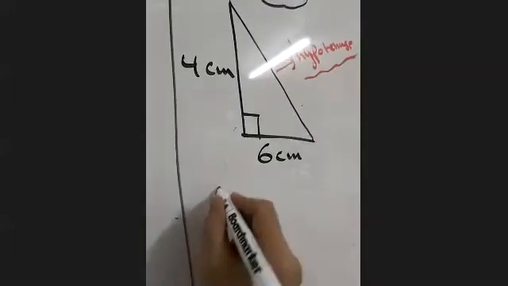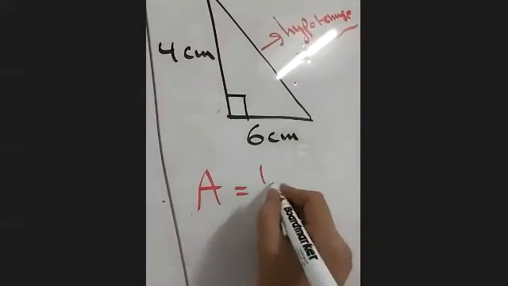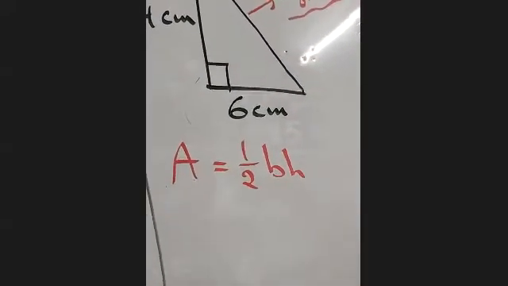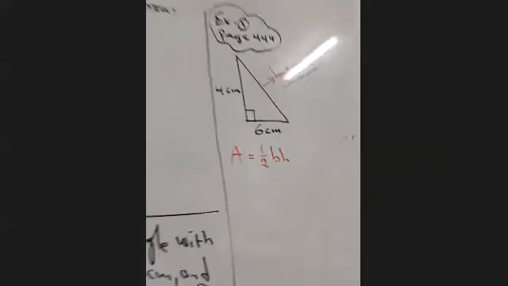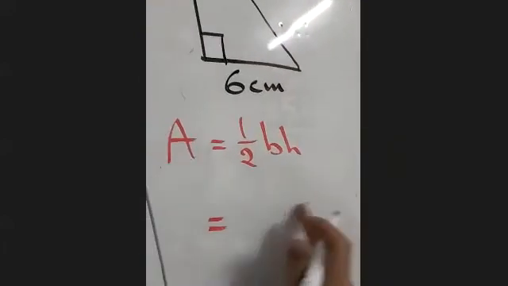Now, what's the formula you need to find the area? The formula was BH over 2. No, half BH. I want it like this. BH over 2 is correct, but I want it like this, okay? Half BH. Yalla, equal under equal. What will I write here? Tell me.